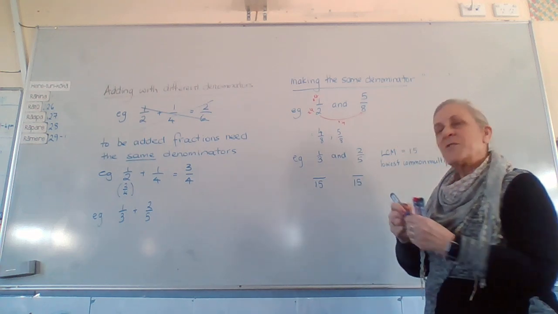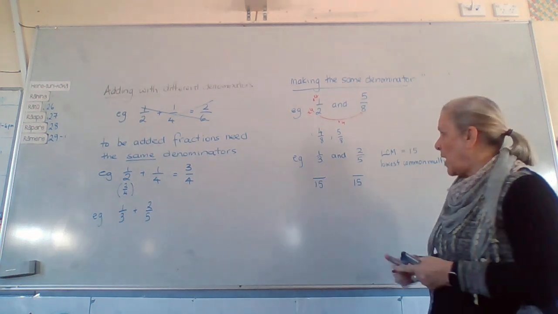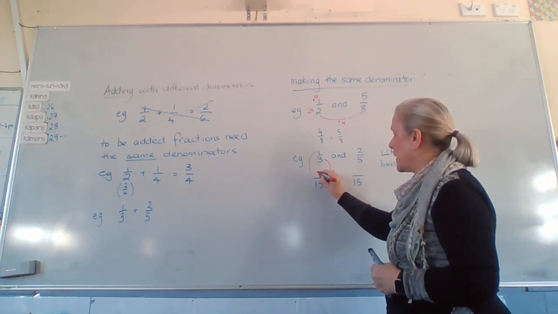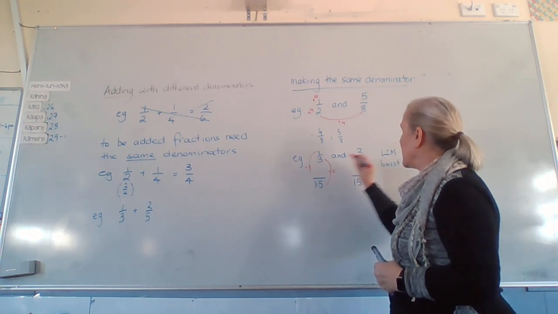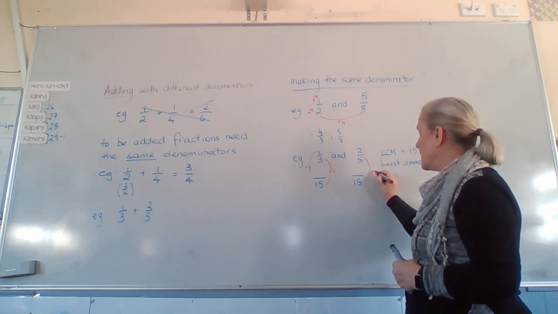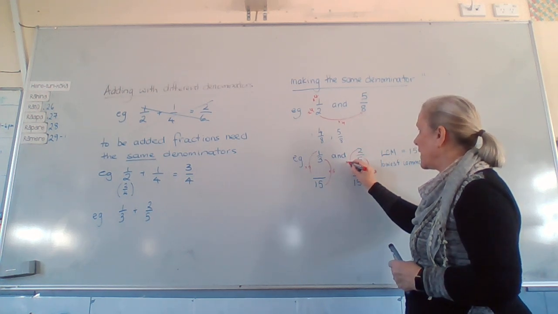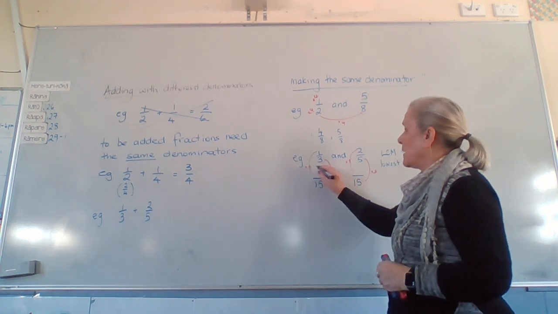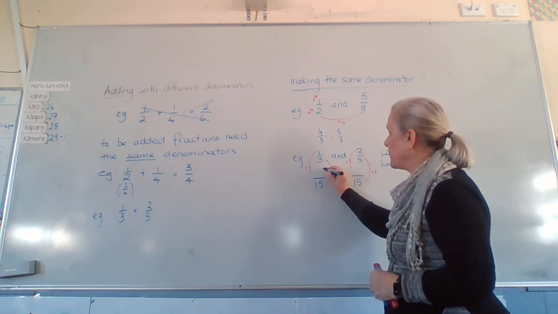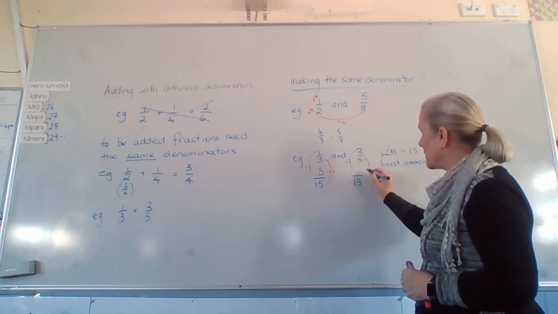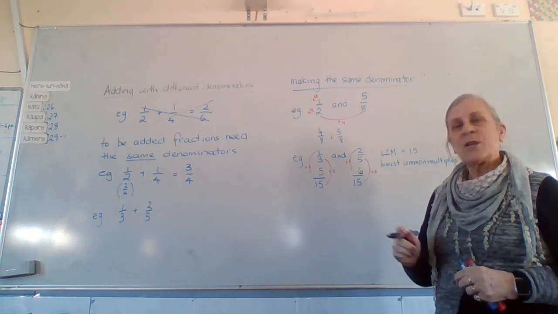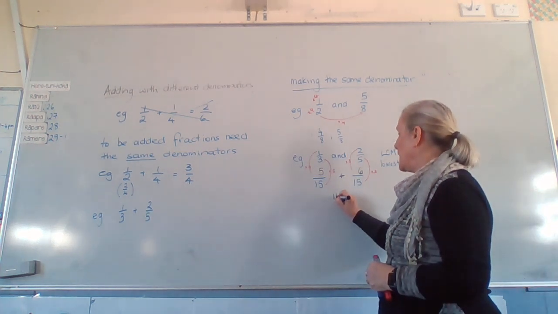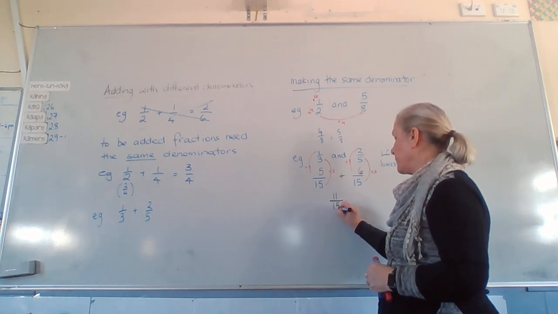Now to do that, we have to recognise what we multiplied each of them by. So this one was times by 5, so we need to times this one by 5. This one was multiplied by 3, so we need to times this one by 3. So on the top, we're going to get 5, and on the top here, we're going to get 2 times 3 is 6. So when we add these together, we just add the top numbers. We're going to get 11 over 15.